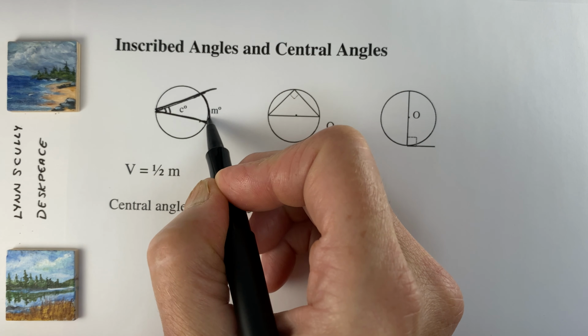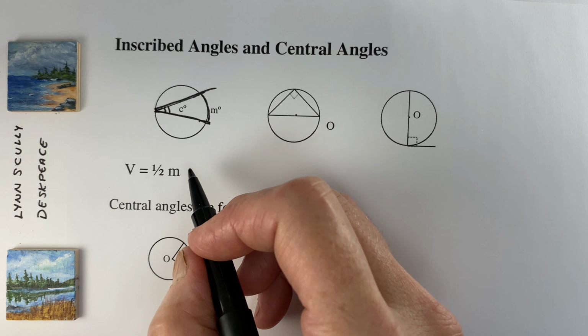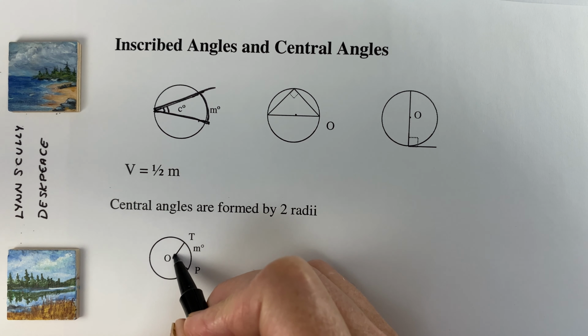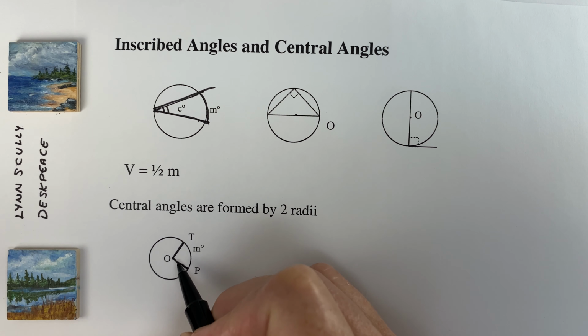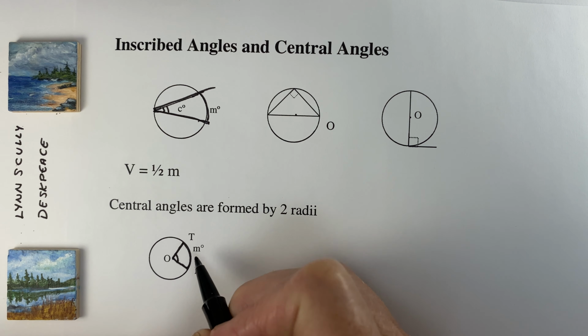This is the only arc that matters to this angle. And then you take half of it. So with a central angle, that's this situation right here. A central angle is made by two radii, and it has its vertex at the center of the circle. That angle is going to exactly equal the arc that it subtends or chops out.